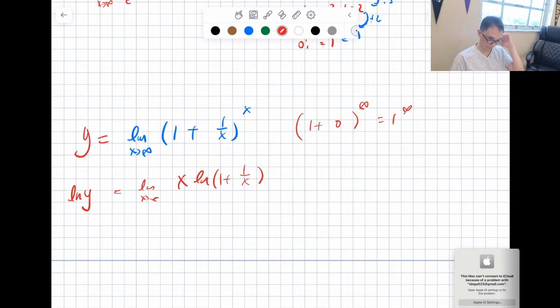Is that okay? I can use an ln and bring the power down. Now, is this a fraction? No, it's not a fraction. So how do we make a fraction?